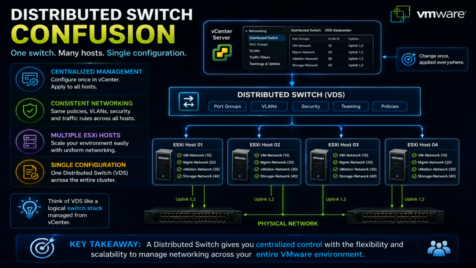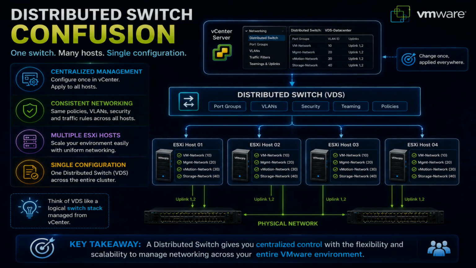Instead of configuring networking host by host, administrators define networking once inside vCenter. Those configurations are then applied consistently across multiple ESXi hosts. VLANs, security policies, uplinks, and traffic settings all remain standardized. If you've worked with switch stacks before, the idea feels familiar. But now the control plane is entirely software-driven. And this centralized model enables something that traditional networking rarely experiences.